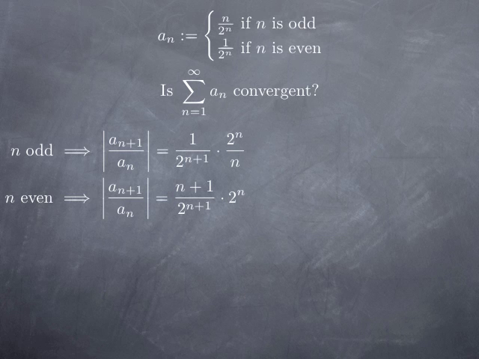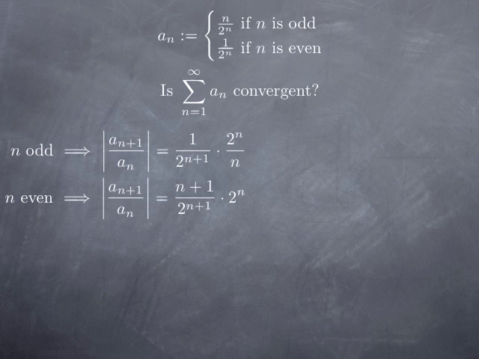When n is odd, n plus 1 is even, and therefore an plus 1 is 1 over 2 to the n plus 1. N is odd, so an is n over 2 to the n, so the reciprocal is 2 to the n over n. When n is even, n plus 1 is odd, and therefore an plus 1 is n plus 1 over 2 to the n plus 1, and the reciprocal of an is 2 to the n, because n is even.